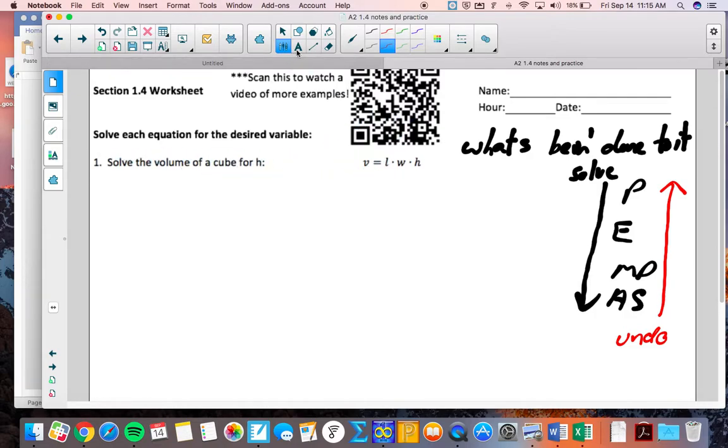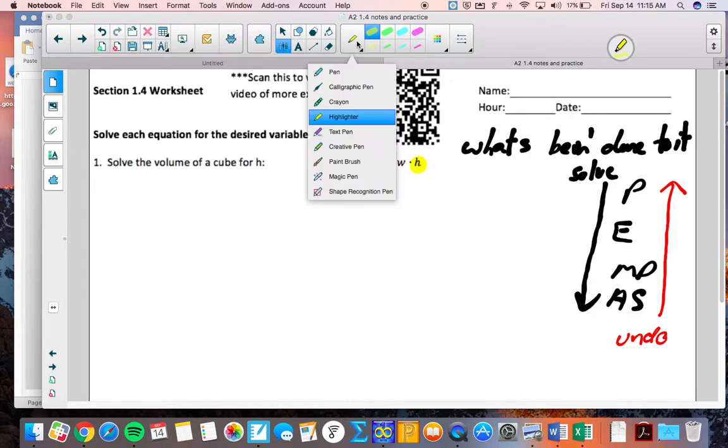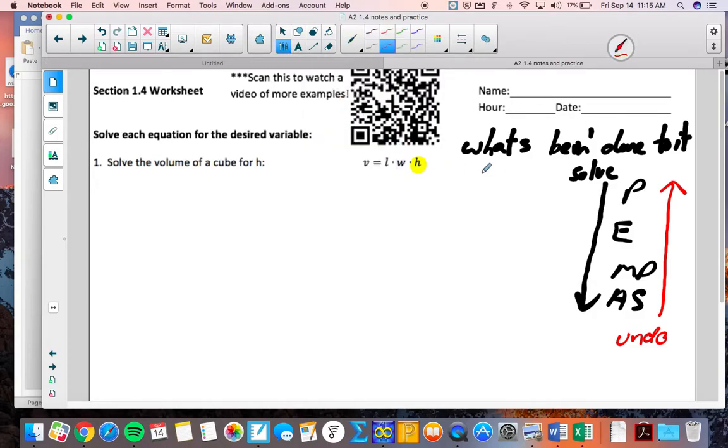We're solving for h. Let's put a little spotlight on that. We want to get that by itself. Unfortunately, it's not. So you ask yourself, what's being done to h? And what's being done to h is it's being multiplied by L and by W. They're really together. I could really rewrite this equation, V equals L W H. Okay, so they're being multiplied. It's being multiplied by LW. So how do you undo multiplying by LW?